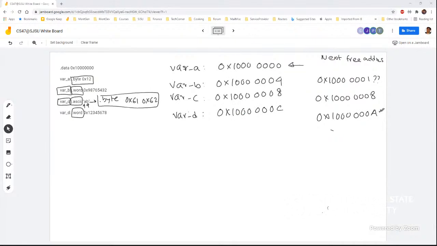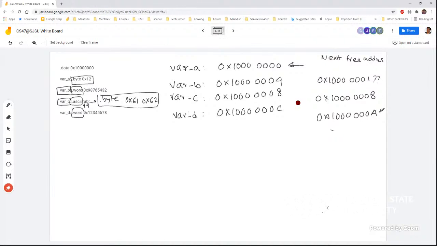Is that okay? Well, can you repeat again why the next address is 10000008? I was kind of confused on that part. So yeah, your var B is starting from this address, right? Yes. And var B is placing a complete word, which is 4 bytes. So that means address 4, address 5, address 6, and address 7 will be occupied.